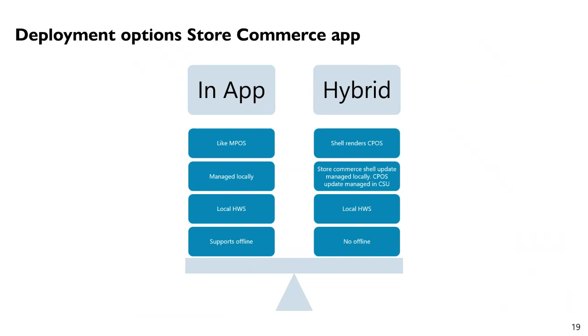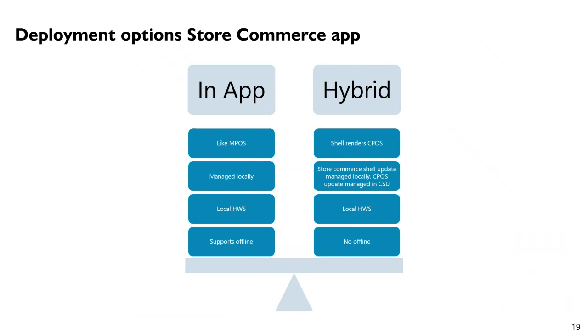Now in the hybrid mode, the Store Commerce is a shell that renders CPOS and connects to the headless commerce and commerce headquarters by using the CSU in online mode. In the hybrid mode, the Store Commerce app content is rendered from CPOS directly and is hosted in CSU. During the app launch, you will see that the Store Commerce app will ask for the CPOS URL instead of the retail server URL in the in-app mode. However, very important to note that the hybrid mode offline isn't supported. If you have offline scenarios, you need to work in the in-app mode.